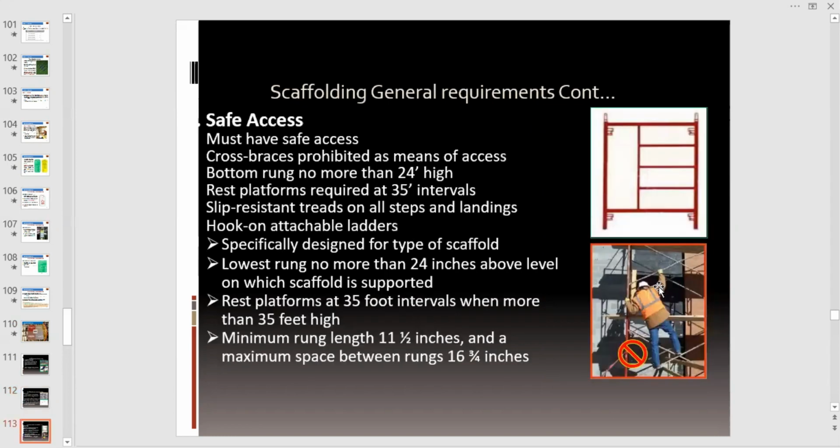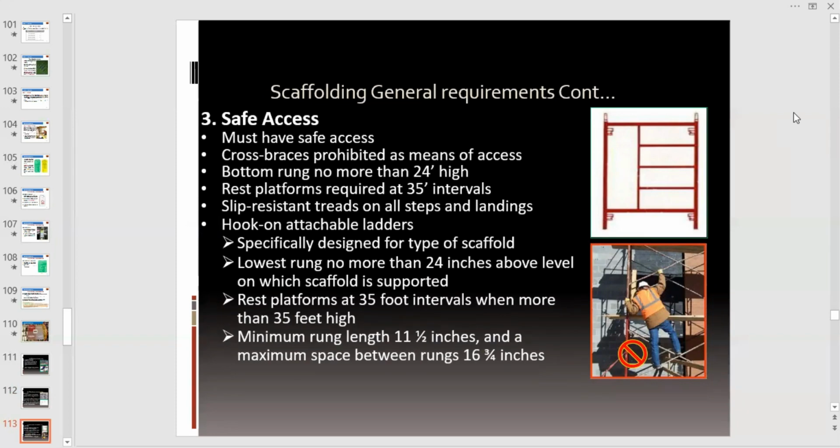You can check during your inspection on site as an HSE practitioner, as a safety officer, or a safety supervisor. Point number 3, safe access. All scaffolding structures must have safe access. Cross braces are prohibited as a means of access. Bottom rung no more than 24 inches high. Rest platforms required at 35-foot intervals. Slip-resistant treads on all steps and landings. Hook-on attachable ladders, specifically designed for the type of scaffold. Lowest rung no more than 24 inches above the level on which the scaffold is supported. Rest platforms at 35-foot intervals when more than 35 feet high.